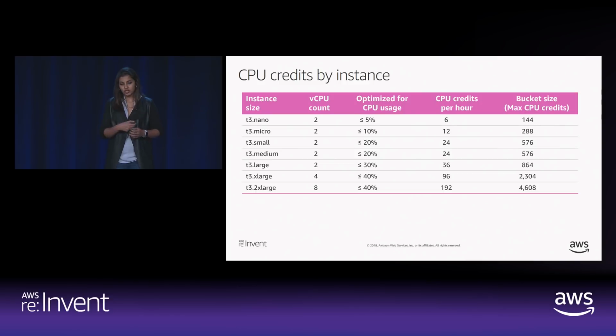If you take a T3 2xlarge, for example, it's optimized for 40% or less CPU utilization. When your instance is running below 40%, it can earn up to 192 credits per hour, or a max of 4,600 per day. With those 4,600 credits in a day, you could burst for roughly 9 hours using all 8 vCPUs for that instance, or if you spread it out over a 24-hour period, you get the 40% baseline CPU.